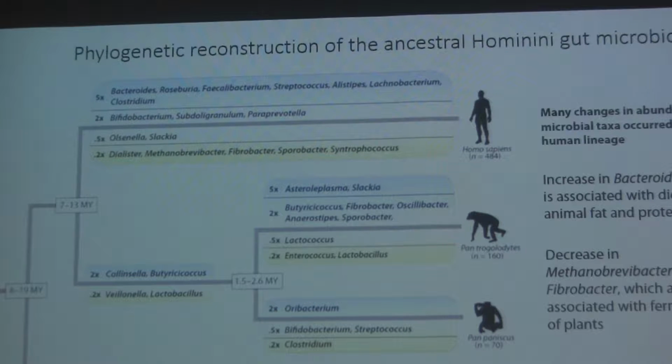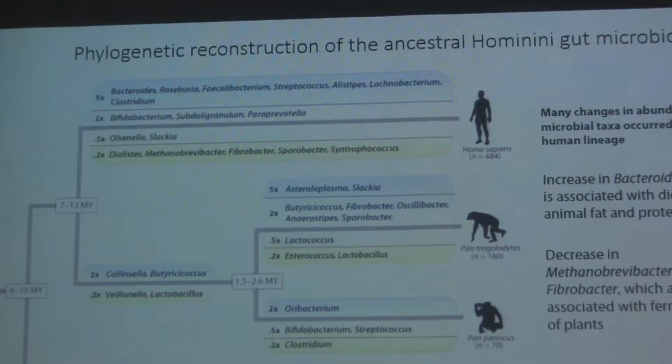So we found many changes in the abundance of bacterial taxa occurring along the human lineage. And I just want to point out a couple that are maybe more interesting. We found over a 5-fold increase in the relative abundance of Bacteroides in humans. And other work has shown that Bacteroides is associated with hosts eating diets rich in animal fat and protein.